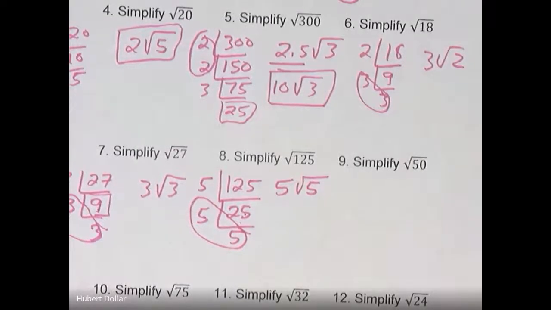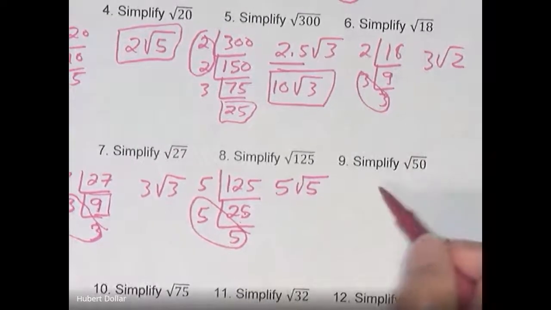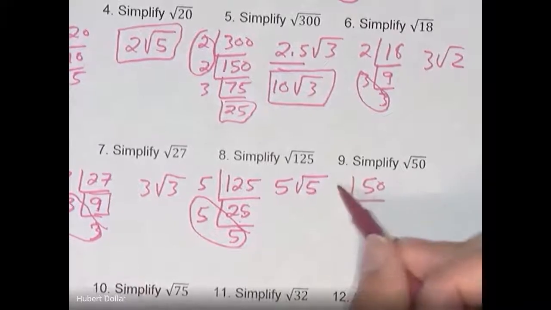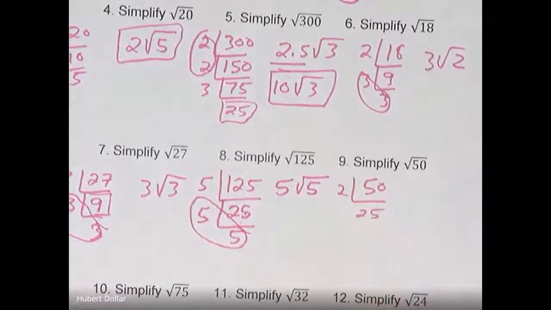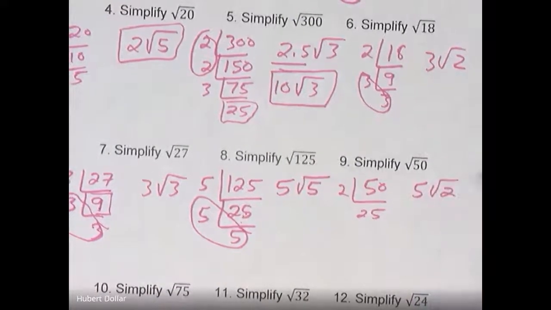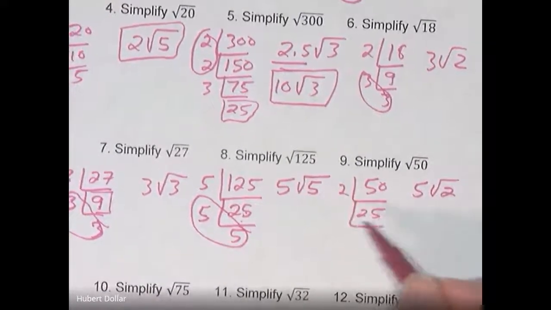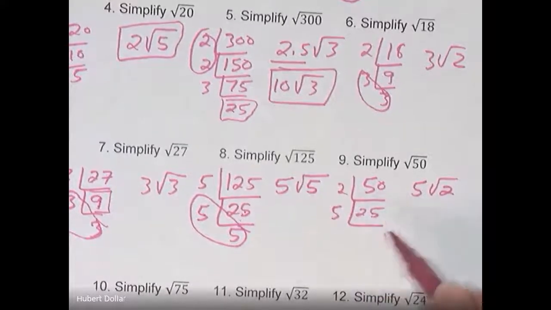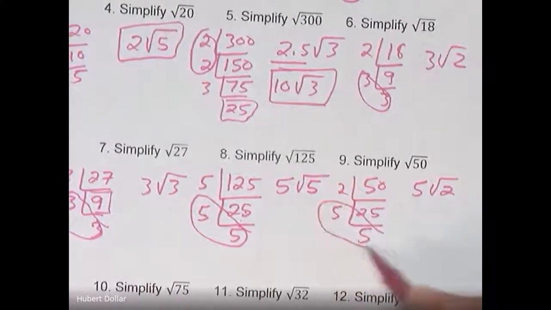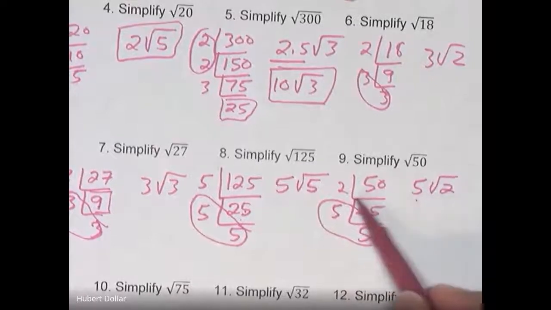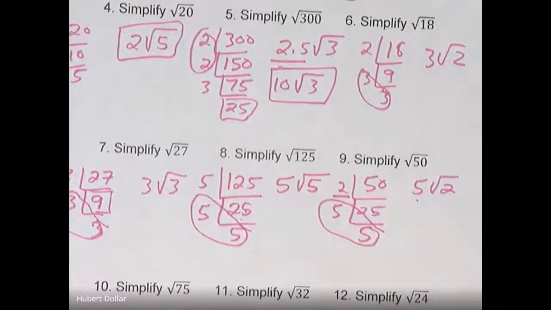And so the last one, the square root of 50. We take 50, divide by 2 is 25. Once again, if you remember that 25 is 5 times 5, you can write the answer as 5 square root of 2. If you don't, then you finish dividing. 5 divided into 25 is 5. We circle the 5's. The 5 goes on the outside. The 2 is not circled, so it goes inside.